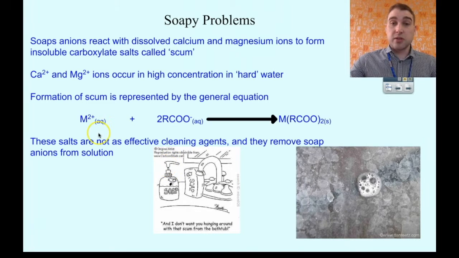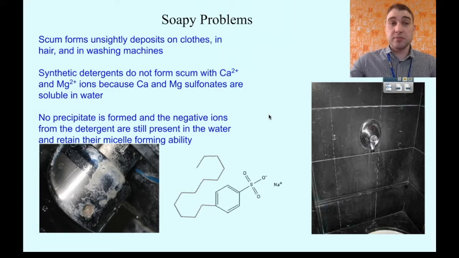So here's an equation showing the scum formation. We have the calcium and magnesium ion dissolved in water, we have the carboxylate salt, which is the soap, and as they react together you get the solid insoluble scum forming. The problem with scum is you're removing soap from the cleaning solution, so you have less soap available to do cleaning, and also the scum precipitates out of solution and forms on clothes or in your shower, for example. It's unsightly and it stains your clothes. So scum isn't good.